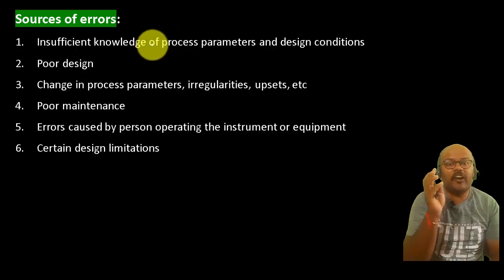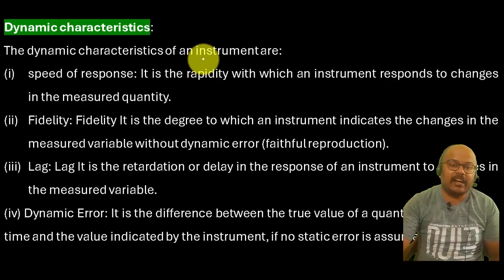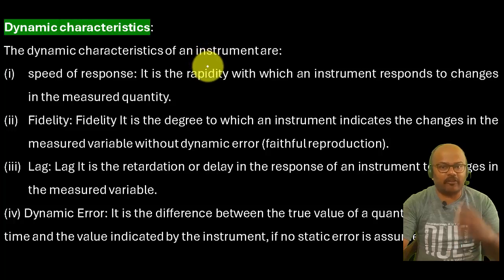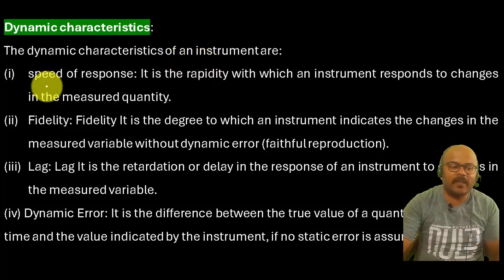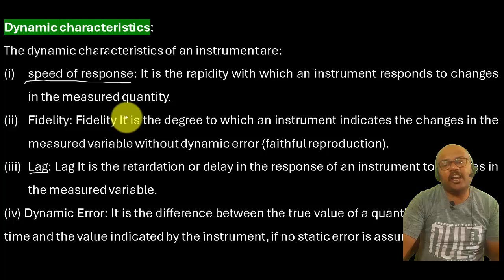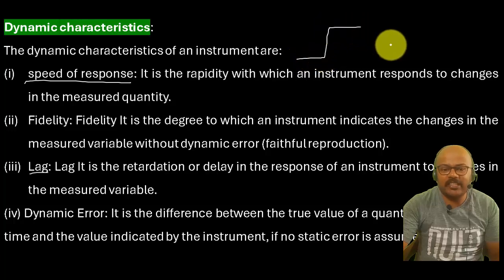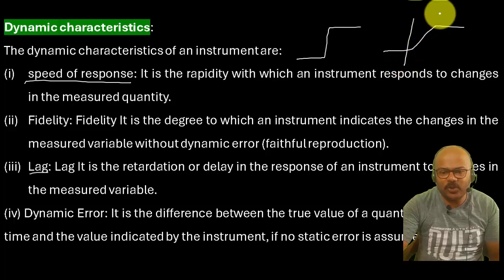Now we have defined what we mean by an error, what the classifications of an error are, how to suppress an error, and what the sources of an error are. Next, what are the dynamic characteristics of an instrument? 4 things are there, that is very important. The first one is the speed of response, in turn related to lag. How fast you are getting the changes with respect to an input. Say suppose in the case of an op amp you will have a slew rate. If your input is a square wave, you will get a ramp kind of output, slew rate. How much can you reduce this?